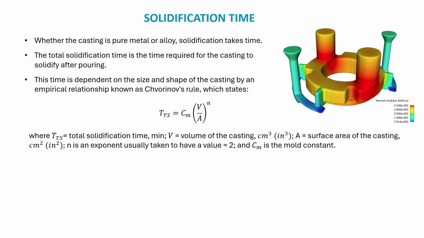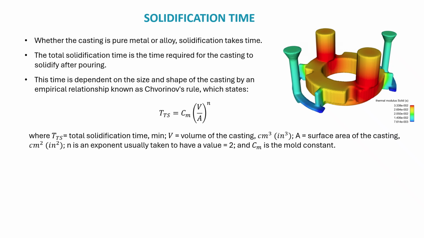The TTS is going to be the total solidification time in minutes. V is the volume of the casting, and this will be in cubic centimeters. A is the surface area of the casting in centimeters squared, and the n is going to be the exponent, which is usually going to be taken to have the value of 2, and the Cm is going to be the mold constant. So you remember from the question that we had earlier, we can calculate the volume, we can calculate the surface area of the casting, and the n is given as 2, the Cm was given as 4, so we can do the question.